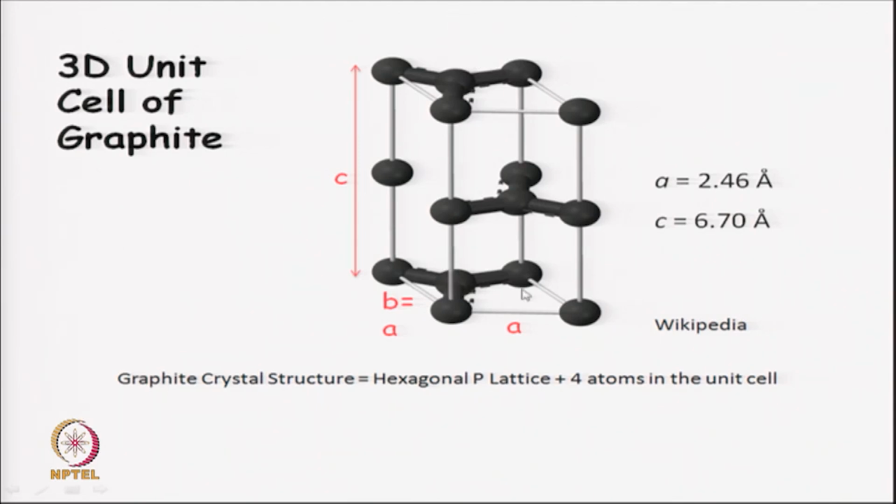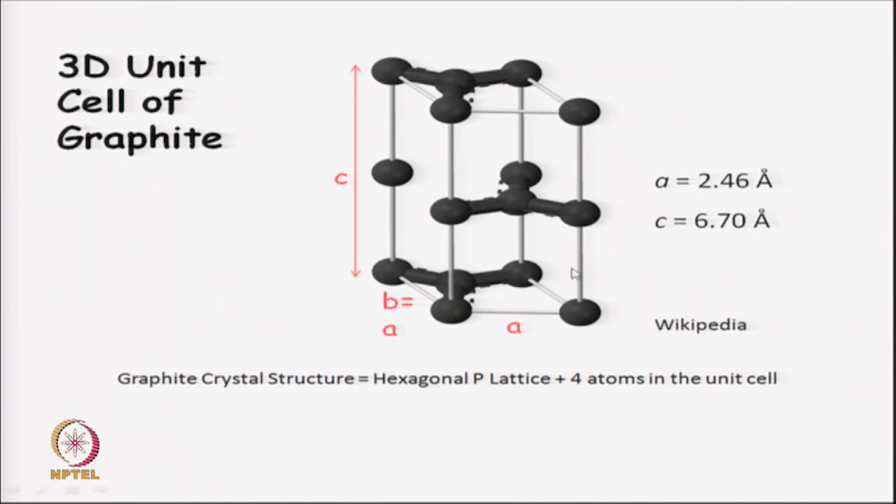You will have a row of atoms where the carbon atoms are separated by C, another row of carbon atoms where they are separated by C by 2. So, this is the 3D unit cell. Lattice parameters are given here. A we had already seen was 2.46 angstrom, C happens to be 6.7 angstrom.